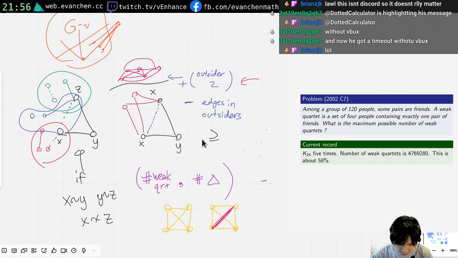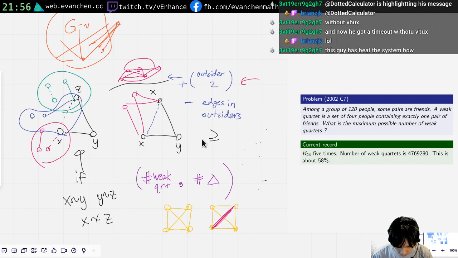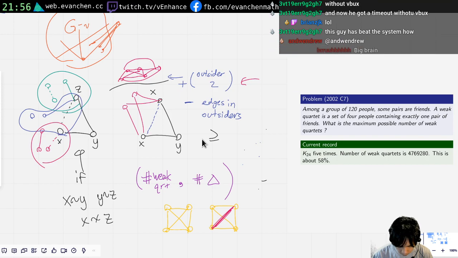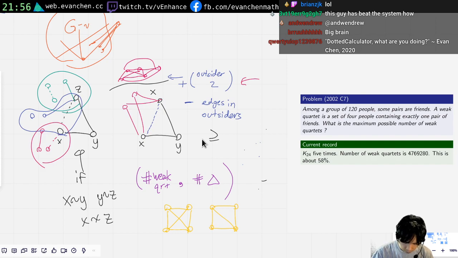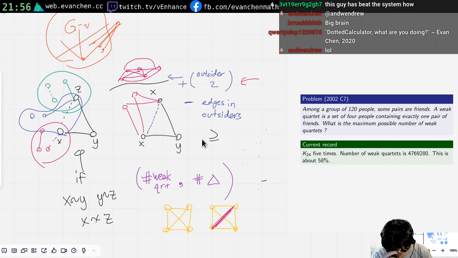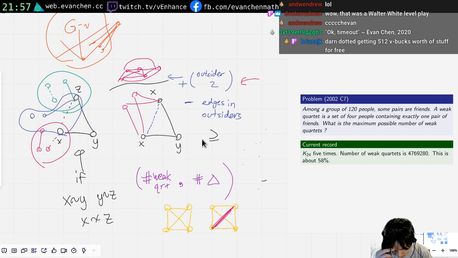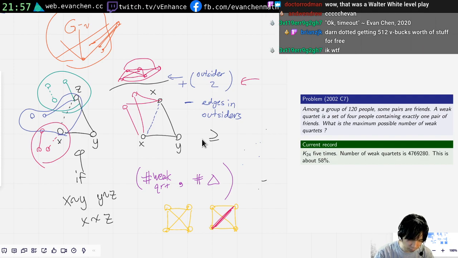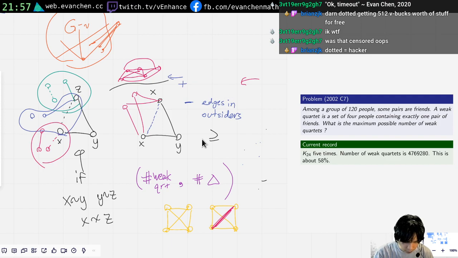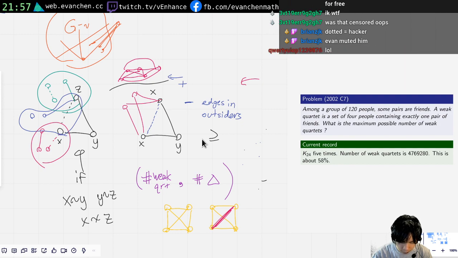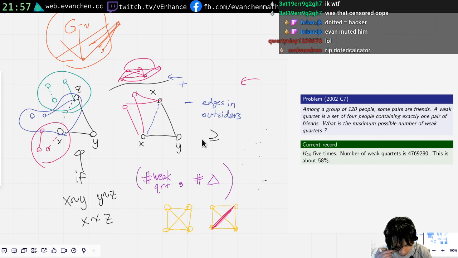Let me just draw this. I have this drawn. Let me look at it again. Oh, no, I'm actually stupid. This is not outsider choose 2, right? This is the number of weak quartets I gain is... Okay, so this is actually not going to work as written. Minus non-out... Yeah, it felt too good to be true. This is non-edges. So this is not obviously non-negative.